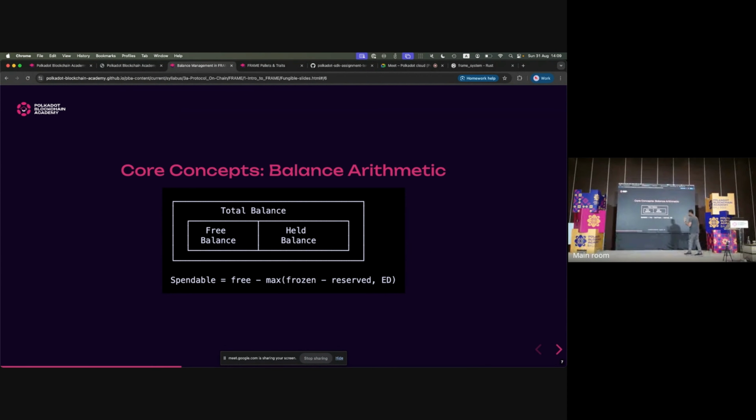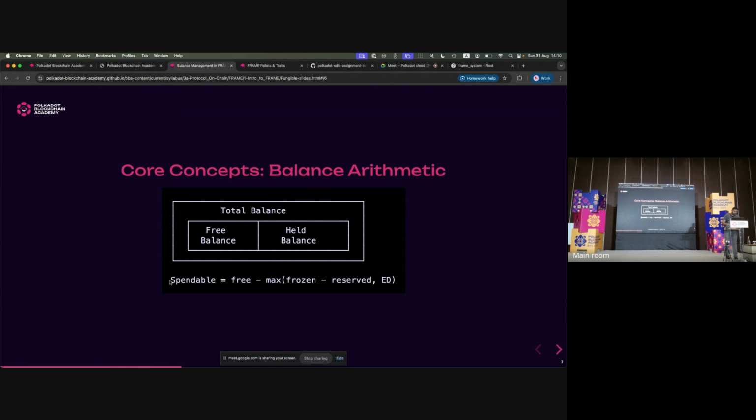Okay. The user balance, you can think of how it's segregated. It's in two buckets. There's a free balance component and there's a held balance component. When you add these two, that is your total balance, but they are in different buckets. They're exclusive.